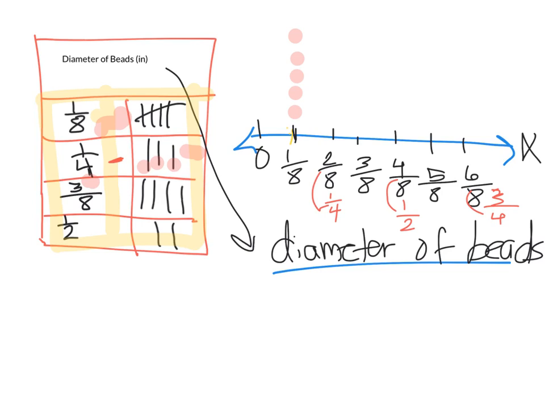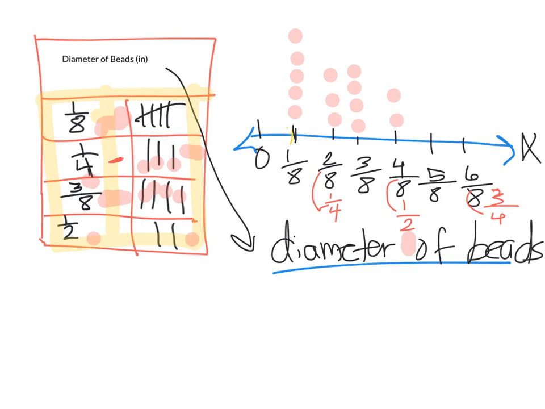1/4 has 3. So here's 1/4. 1, 2, 3. Now we're going to go to 3/8. And there's 1, 2, 3, 4. So I need to go 1, 2, 3, 4. And then 1/2 has only 2. So here's the 1/2. So that's 1, 2.